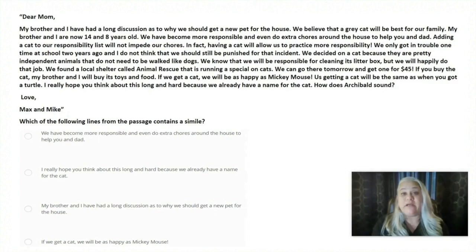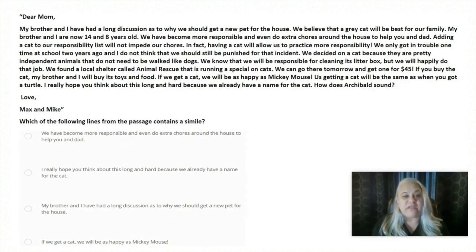Which of the following lines from the passage contains a simile? Well, when we think of simile, we know that similes usually use the words like or as when they're comparing something. Let's take a look at the choices. We have become more responsible and even do extra chores around the house to help you and Dad. This is a right there statement that does not compare anything to anything else. This would not be an example of a simile.